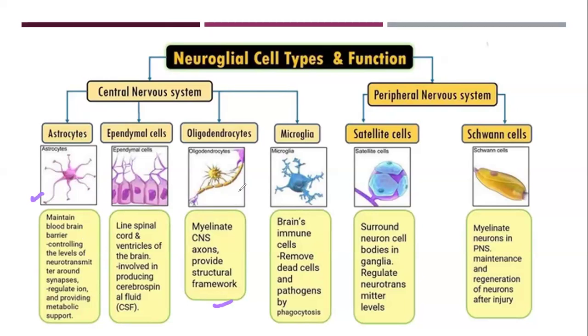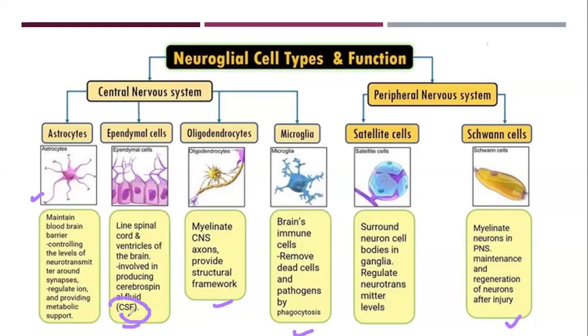The myelin sheath is made by these oligodendrocytes, right? Then Schwann cells in our peripheral nervous system, right? Here, Schwann cells myelinate our axons in our peripheral nervous system, right? Then microglia. This microglia act as immune defense in our central nervous system, right? Then ependymal cells. These ependymal cells line our brain's ventricles and circulate cerebrospinal fluid, right?